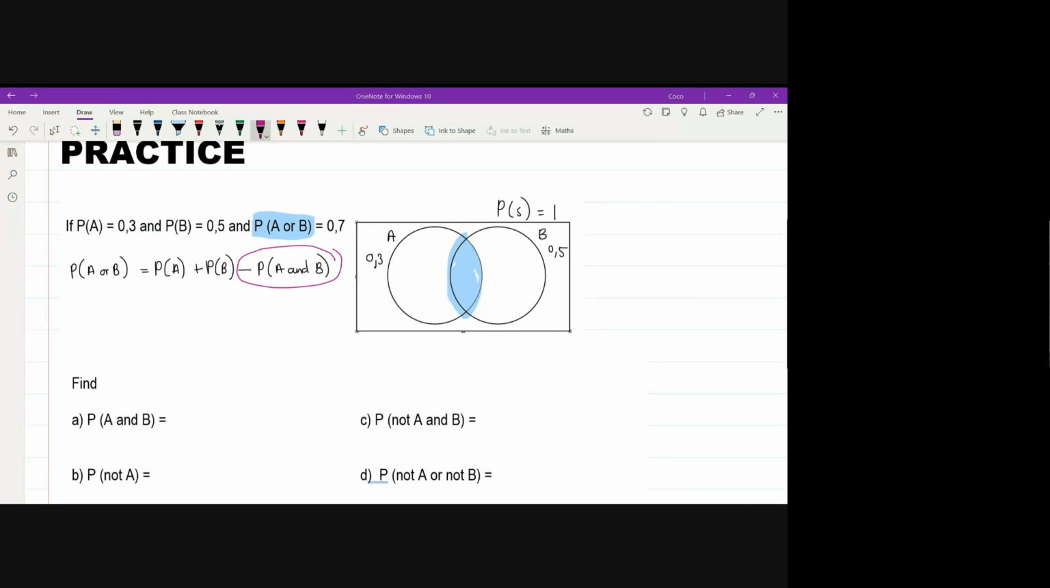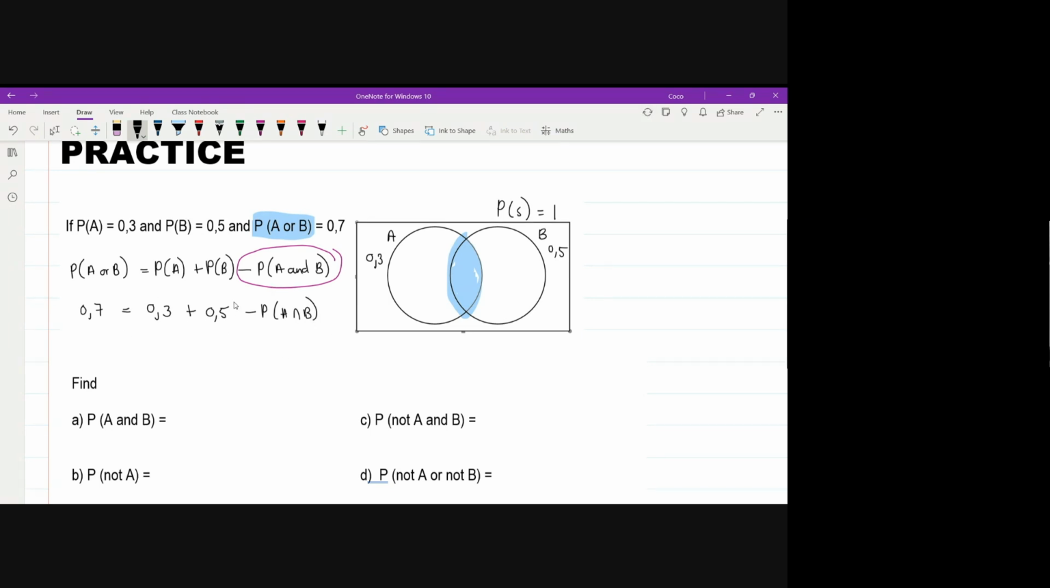Let's substitute and see what happens. The probability of A or B is going to give us 0.7. That would equal the probability of A, which is 0.3, plus the probability of B, which is 0.5, minus the probability of A intersection B. That's the thing we're trying to figure out.